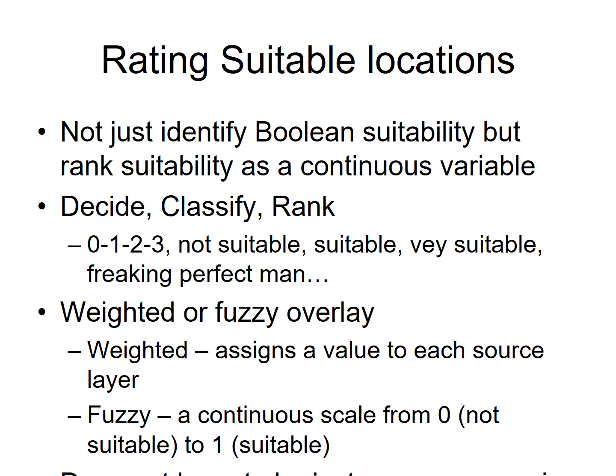How do you rank or rate suitable locations? It's not always just 1 or 0, yes or no. Sometimes you have to rank things like, for example, 0 through 3, being not suitable, suitable, very suitable, or perfect. And then you can do things like add weights or fuzzy functions to this. A weighted overlay assigns a value to each source layer. Fuzzy is a continuous scale from 0 to 1. And so both of these work properly.